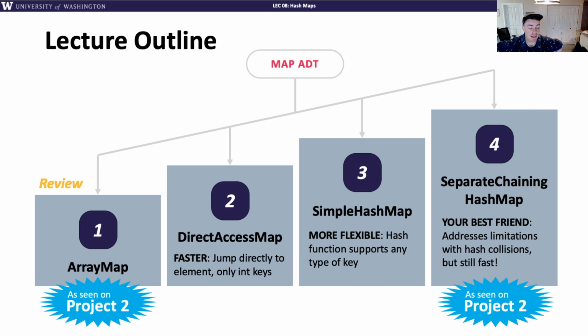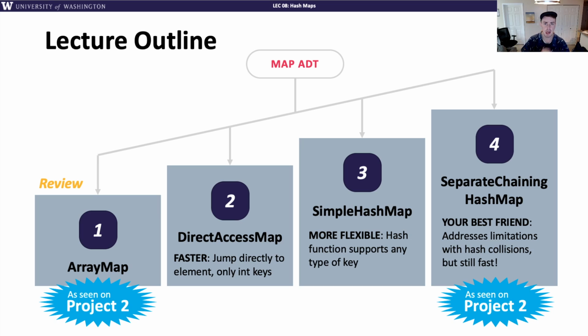Now, array map, the ends of the spectrum, array map and separate chaining hash map are the things you're going to be implementing on your project. So this lecture is going to be really helpful for Project 2. And the stuff in between is going to be kind of increasing the complexity a little bit to get to that last point, the separate chaining hash map.